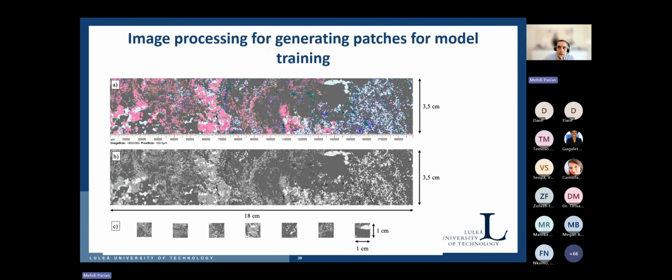First, we converted all the mineral map images to gray level images that we see here in the middle part. Then we did the image processing and filtering and defined patches of 1 centimeter by 1 centimeter. The choice of patch size is kind of tentative, but as a rule of thumb, it should be large enough to preserve spatial textural information, yet not too large to mix it too much with the textural variation.